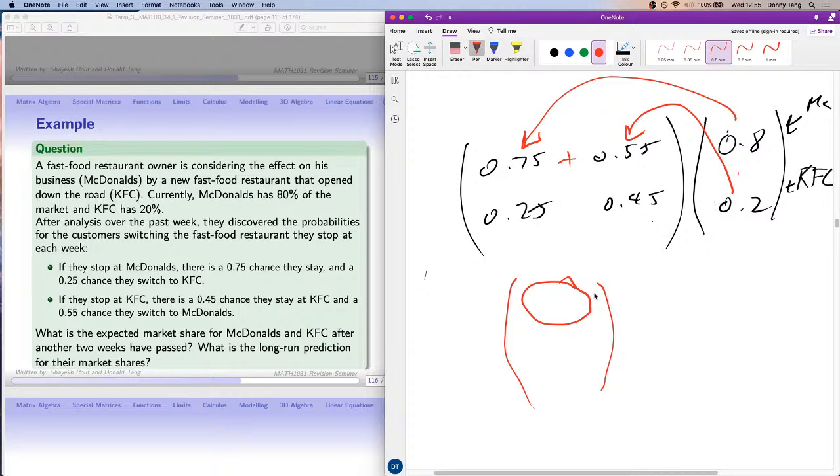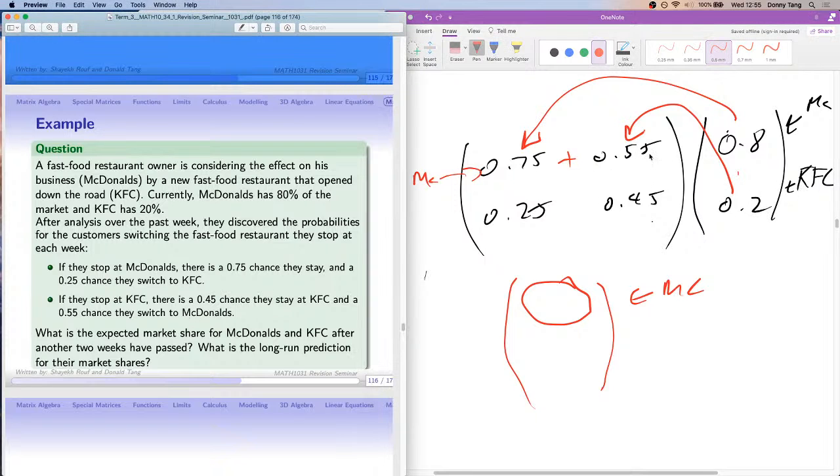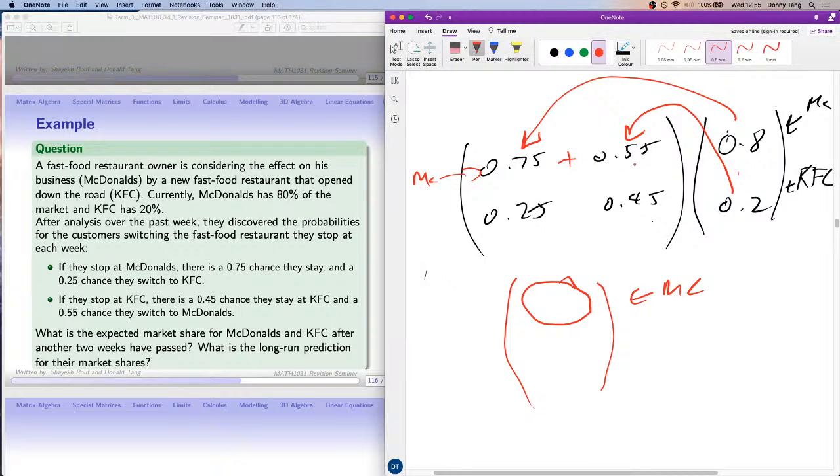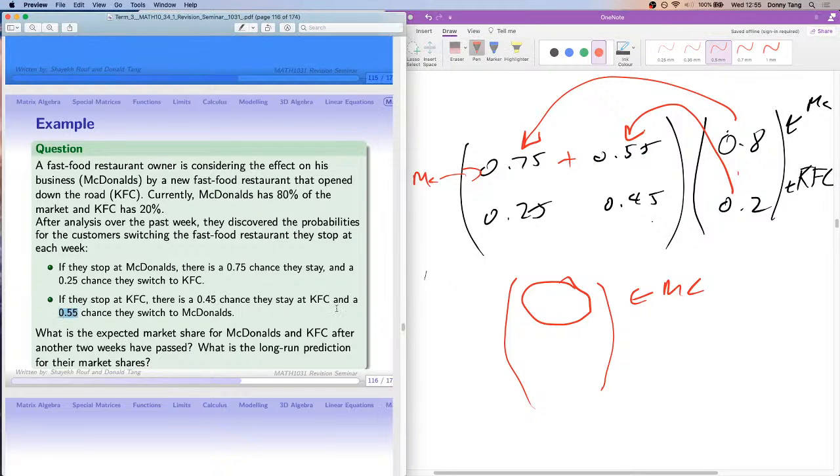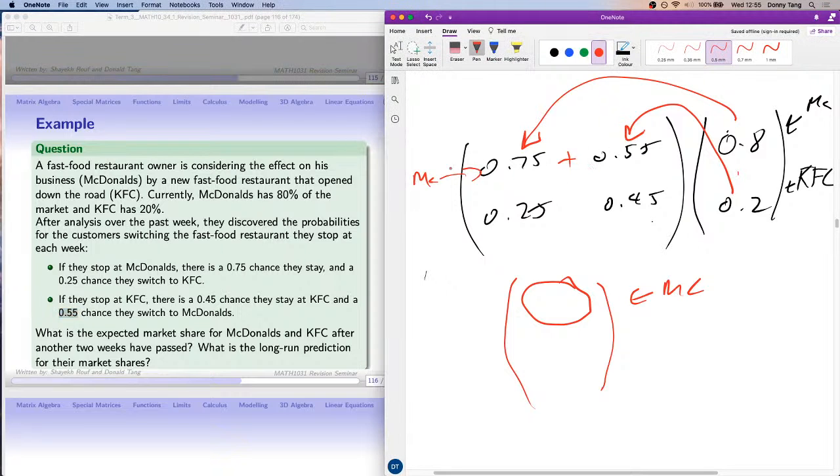And this represents McDonald's, because what this outputs is another state vector, and the very first row represents McDonald's. So what's happening is we're saying 0.8, 80% of McDonald's has a 75% chance of staying. And the 0.2 of KFC has a 0.55 chance to stay at McDonald's. So basically, 0.55 is actually a McDonald's probability, which means we must put it in the McDonald's row.